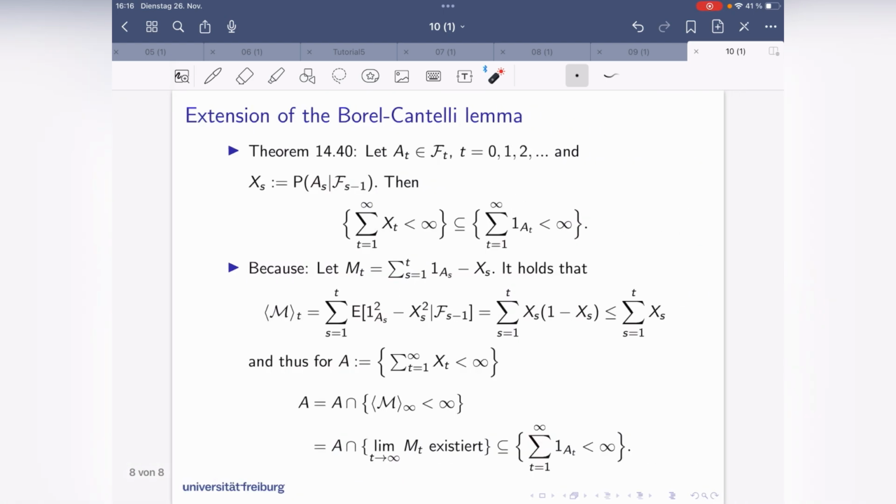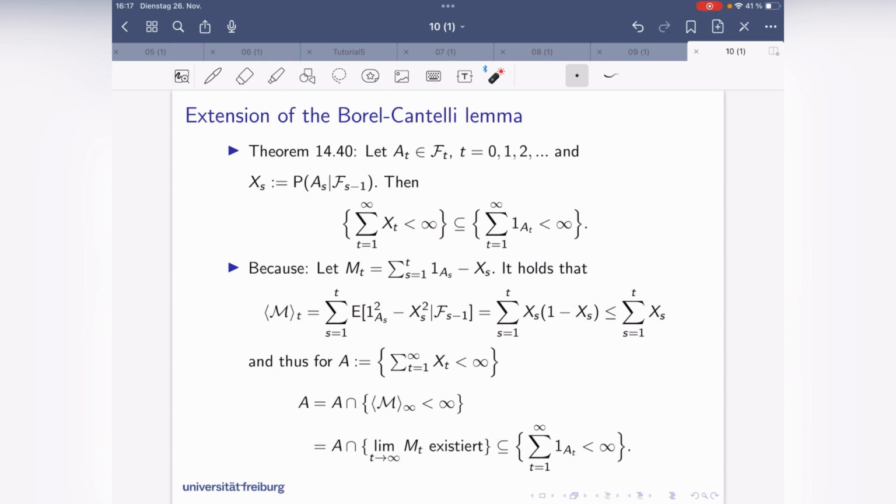Okay, the last thing for today, the extension of the Borel-Cantelli lemma. You remember the Borel-Cantelli lemma? There we had events A_t, and their probabilities sum were finite, for example. And then we said only finitely many of these A's occur. And that's here just another way of writing this. The sum of the indicators of A_t, they are finite.